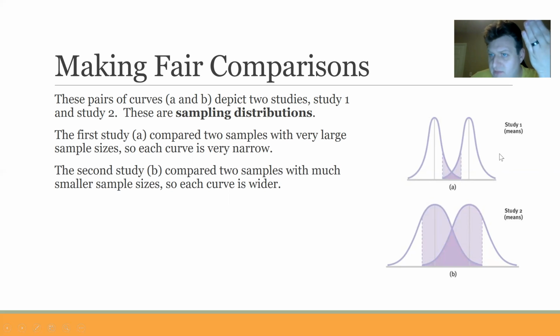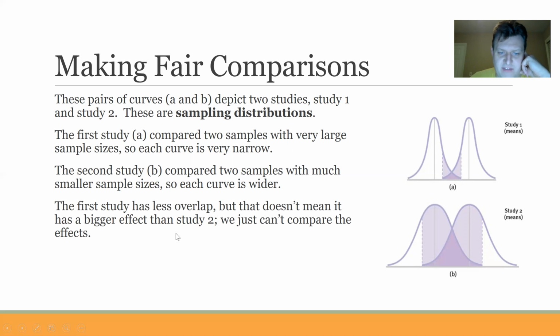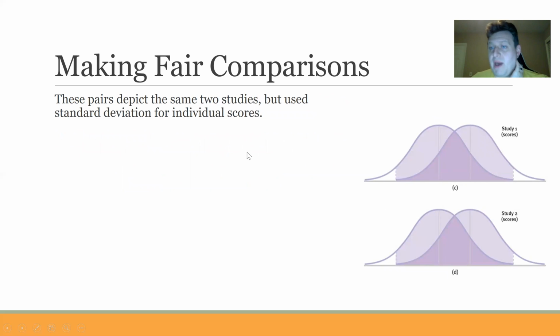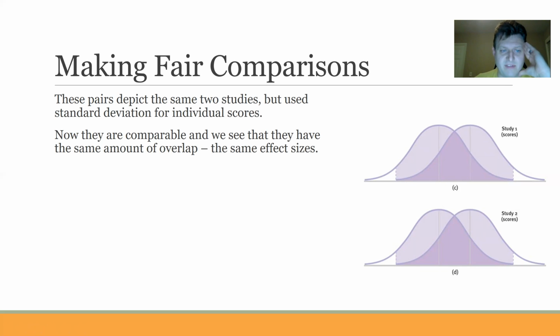We want to make a fair comparison to see if these studies are actually finding the same thing. So we need to control for the number of subjects that these two studies ran. The first study has less overlap, but that doesn't mean it has a bigger effect size than study 2. We just can't compare the effects in the sampling distributions. So what we might do is try to infer what's happening in the population. Looking at population distributions now instead of sampling distributions, we find that the effect is pretty much identical. The effect size is the same in study 1 and study 2. The only difference is the number of subjects. So effect size is a good way of comparing studies using different sample sizes.